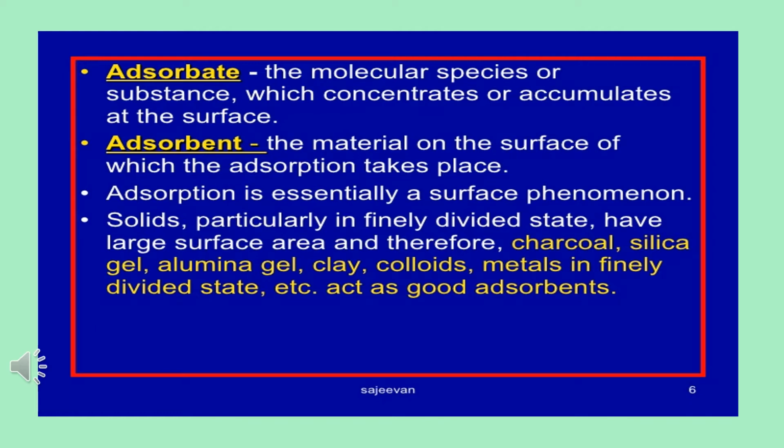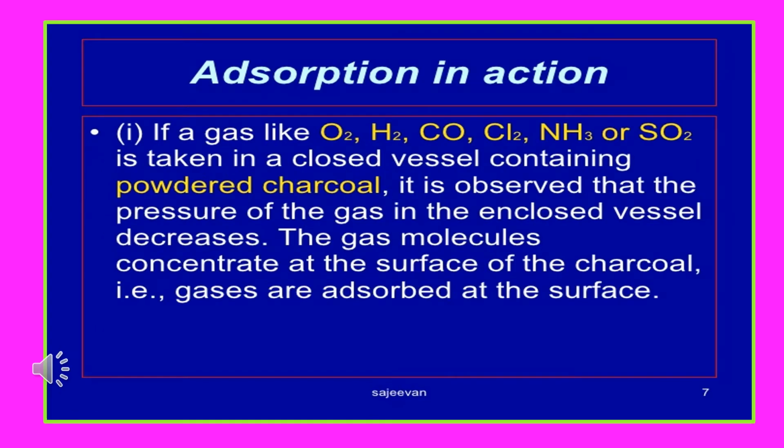Solids, particularly in finely divided states, have large surface area, and therefore charcoal, silica gel, alumina gel, clay, colloids, metals in finely divided states, etc. act as good adsorbents on which the adsorption takes place. Adsorption process can be observed in the following cases.